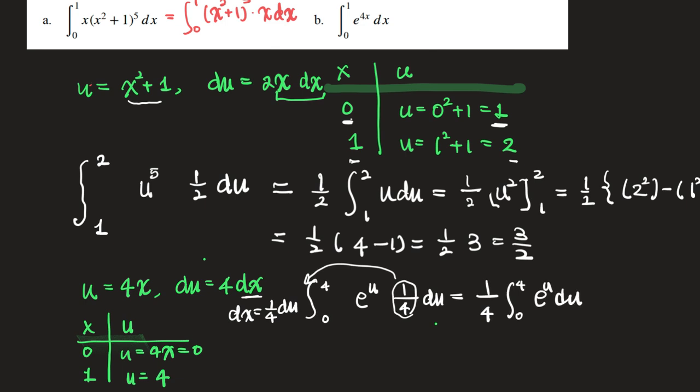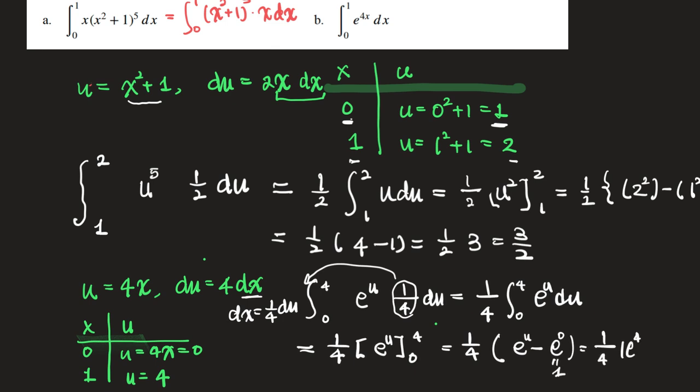Now substitute back, guys. So this is 1 over 4 times the antiderivative e to the u, from 0 to 4. So 1 over 4, plug in the 4, e to the 4, plug in the 0, e to the 0. What is e to the 0? This one is 1. So 1 over 4 times e to the 4 minus 1.